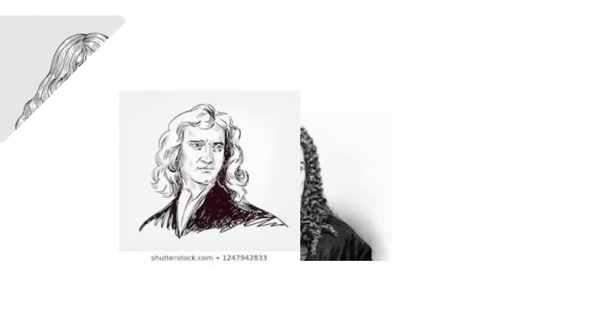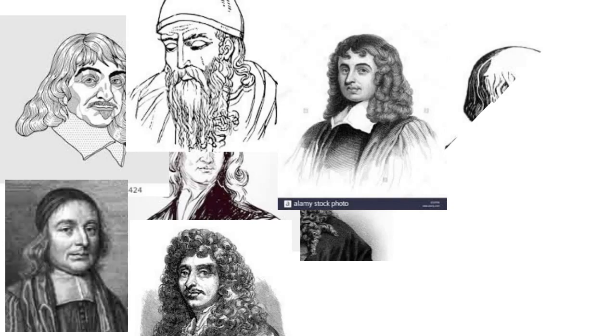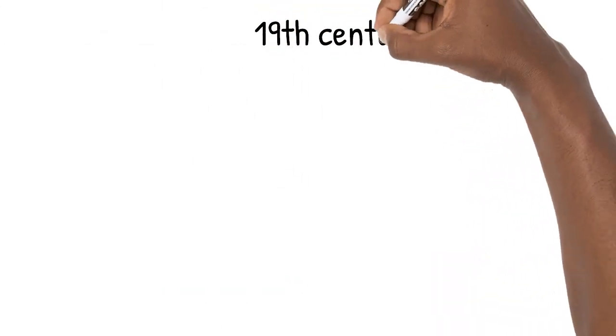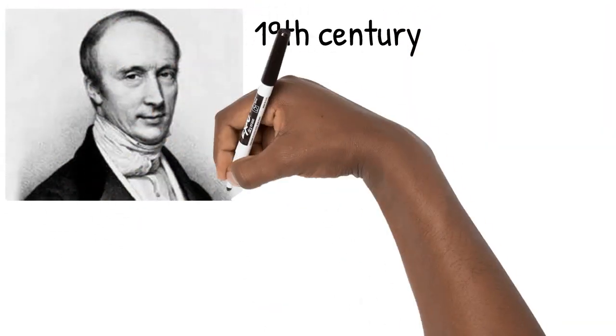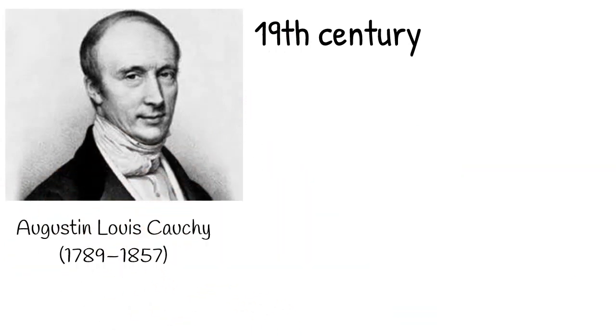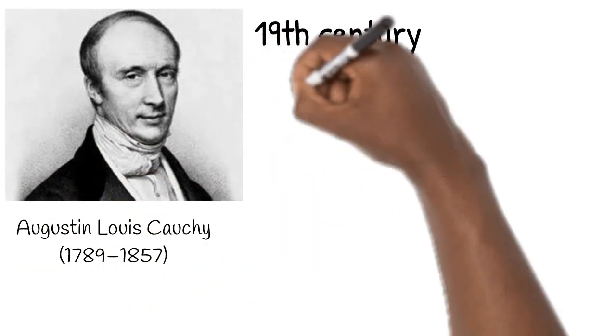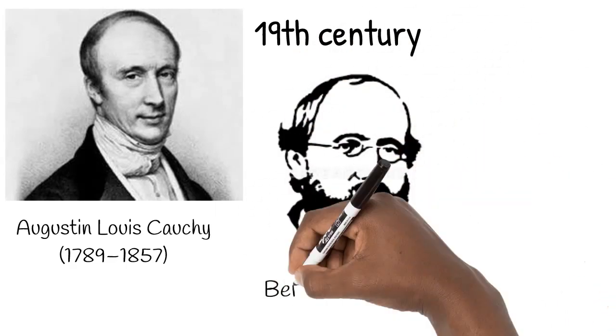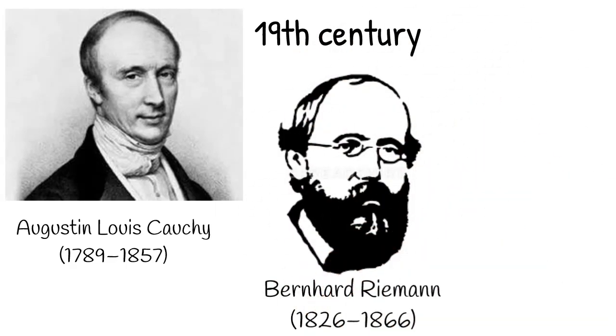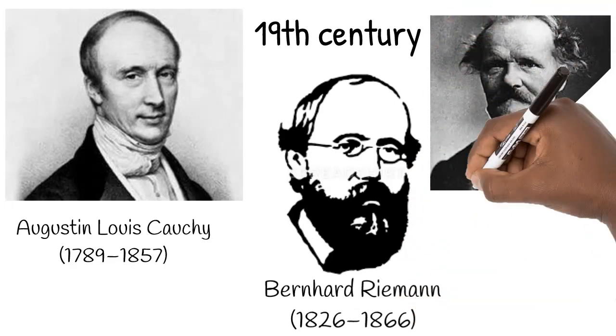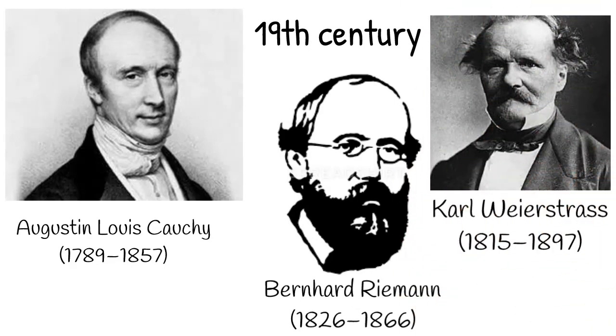Since the 17th century, many mathematicians have contributed to the theory of differentiation. In the 19th century, calculus was put on a much more rigorous footing by mathematicians such as Augustin Louis Cauchy (1789 to 1857), Bernhard Riemann (1826 to 1866), and Karl Weierstrass (1815 to 1897). It was also during this period that differentiation was generalized to Euclidean space and the complex plane.